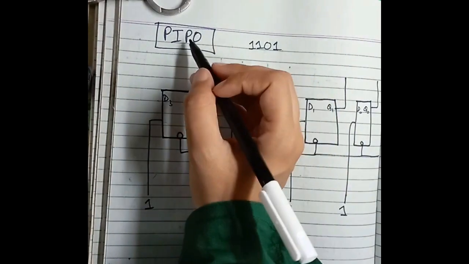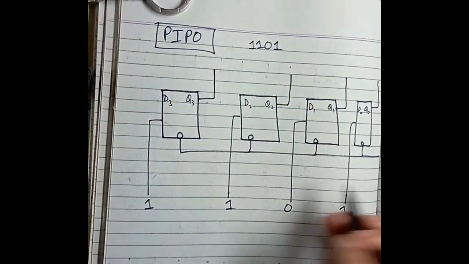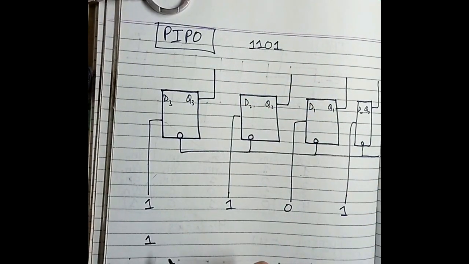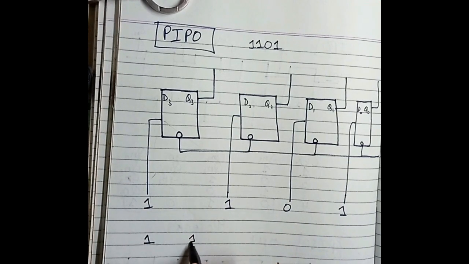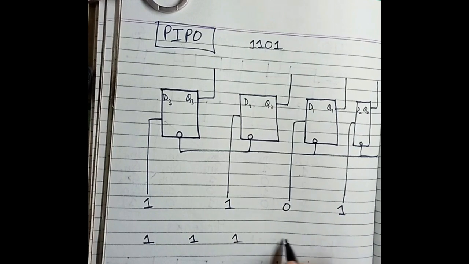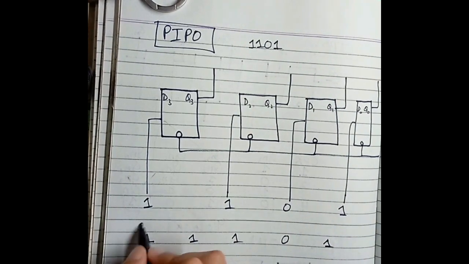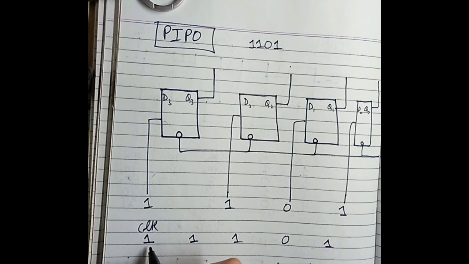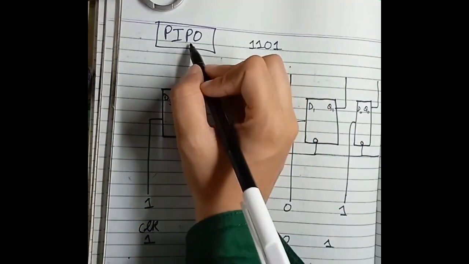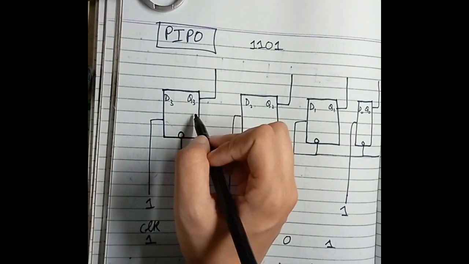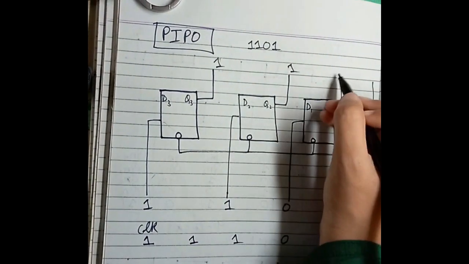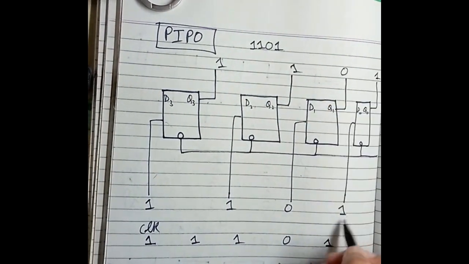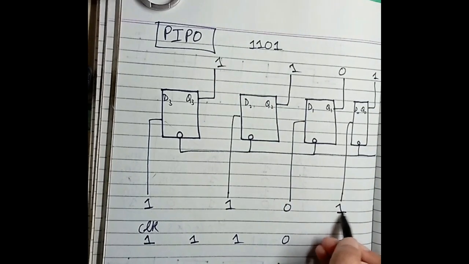As we have the parallel output, on the clock 1, when the clock 1 is triggered, our inputs are 1, 1, 0, 1 on the first clock. But as it has the parallel output, as the 1 is entered, it will be the output. We will have it at the output. This 0 and this 1 will be at the output.